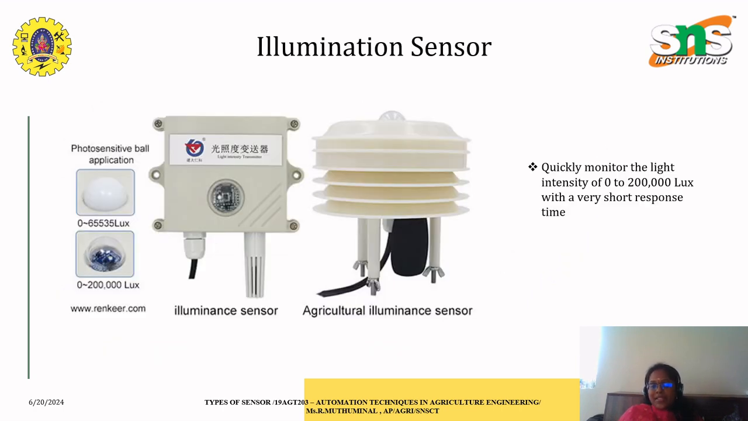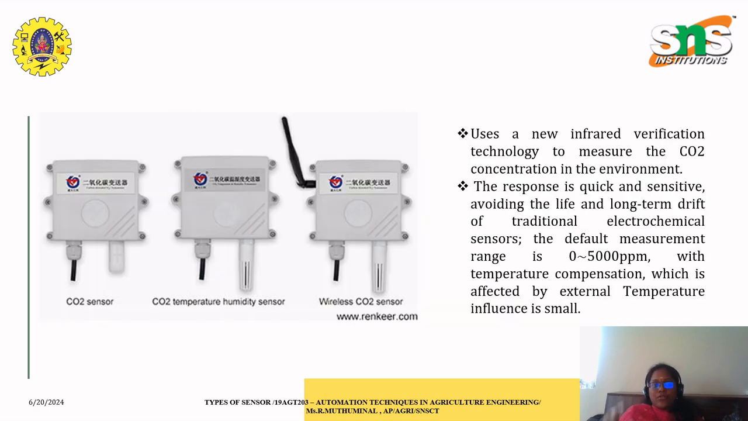The next one is the illumination sensor. We know that all plants depend upon photosynthesis and sunlight. If you are going to grow a crop in a controlled environment, then it is necessary for us to provide light. That is where the illumination sensor plays a major role. It quickly monitors light intensity from 0 to 200,000 lux with a very short response time. If sunlight is not available or is reduced, then we can switch on the artificial light source. This will happen only when a controlled environment is used.